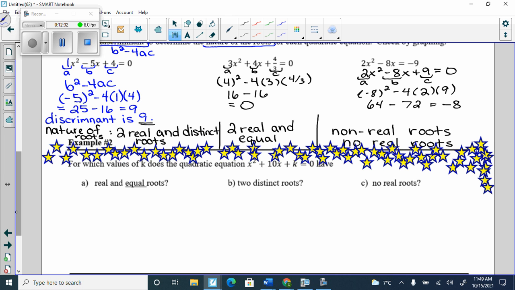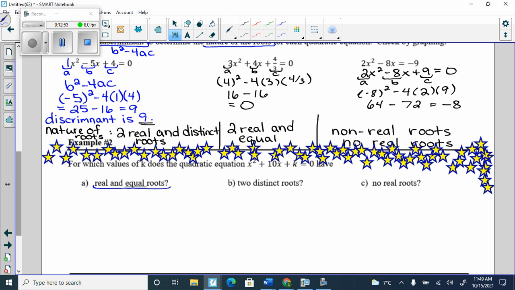Before we even do this question, so here it says, for which values of k does the quadratic equation x squared plus 10x plus k equals 0 have real and equal roots? Real and equal roots tells me, no wonder you're not going to get it right. You're on your phone. Get off your phone. Believe in yourself, Matt.